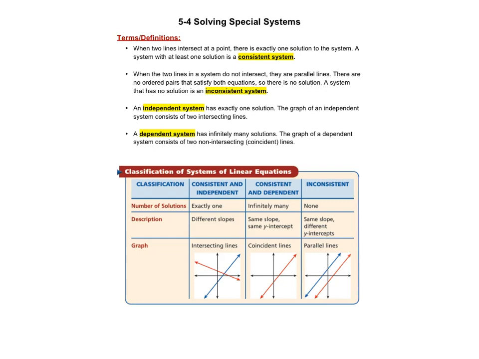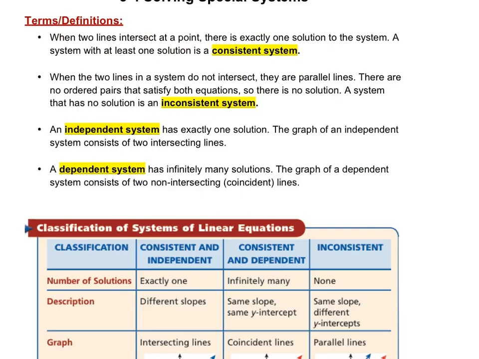This is 5-4, solving special systems. So you've been solving systems of equations, and where the two lines meet is the solution. When two lines intersect at one point, there's exactly one solution. A system with at least one solution is a consistent system. So that's what you've been dealing with all along, these consistent systems that have one solution.